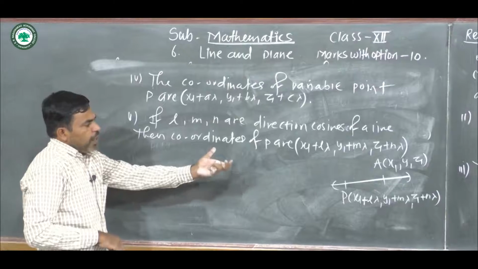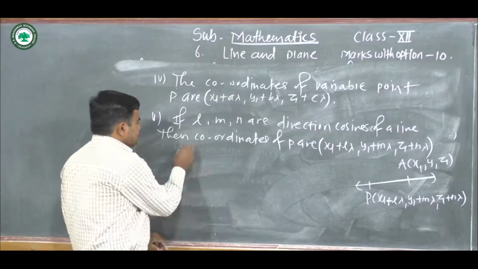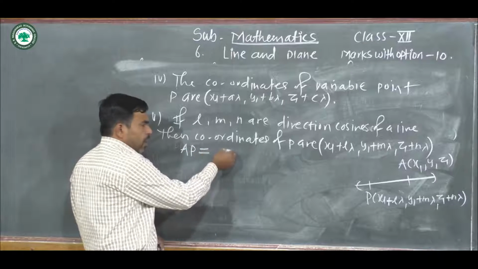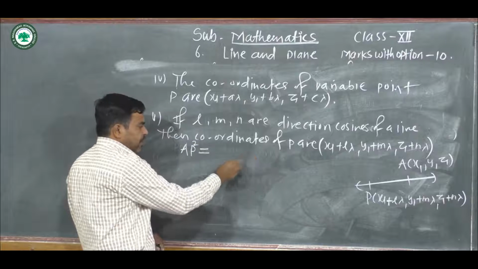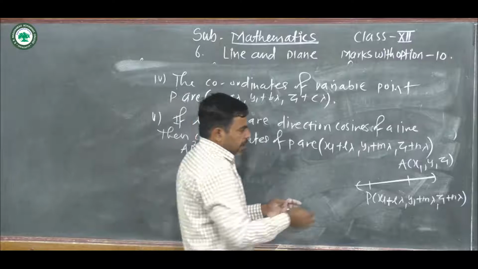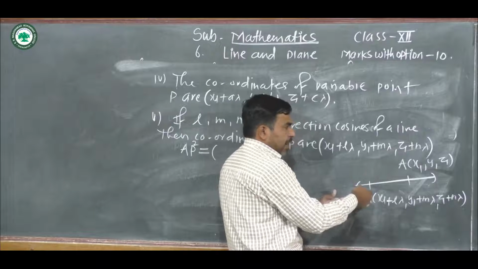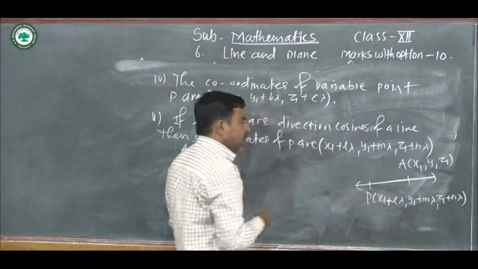So, 2 points in the space are known, so we can find the distance between them, and distance between A and P is AP. It is equal to square root of, so if we take the square of AP, that is AP square, then square root gets cancelled. So it is equal to, in bracket, here use the formula (x2 minus x1) whole square plus (y2 minus y1) whole square plus (z2 minus z1) whole square.